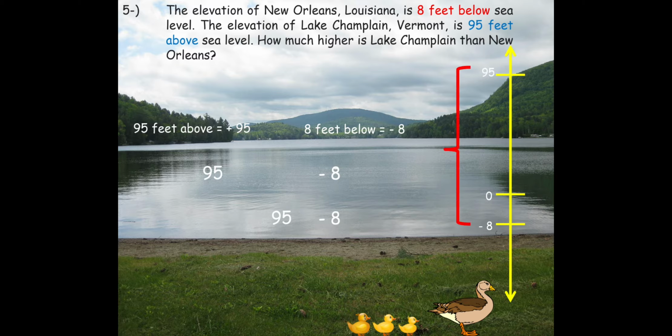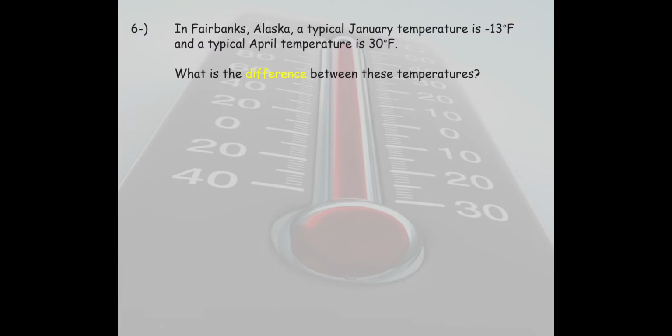Now we need to see how much higher is Lake Champlain than New Orleans. Here we have to find the difference. So to find the difference, it is 95 minus -8, and we know that two negatives make a positive. Therefore, we add it. So we have to add 95 plus 8 gives me 103 feet. Therefore, the difference is 103 feet. But we can change it into yards.